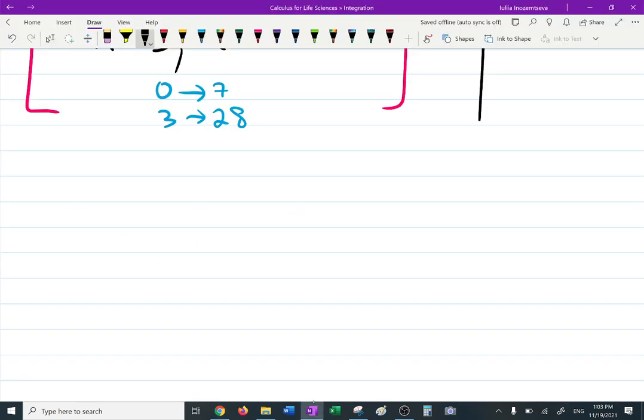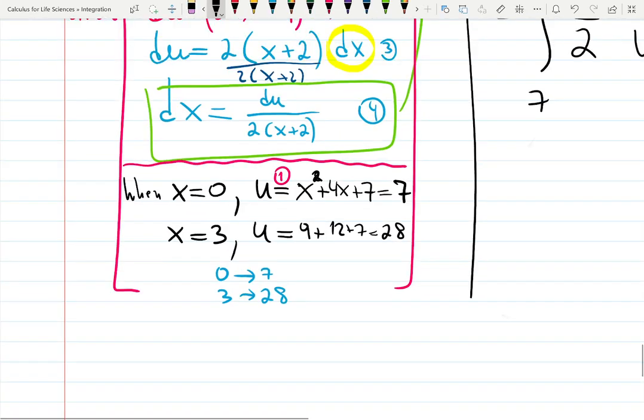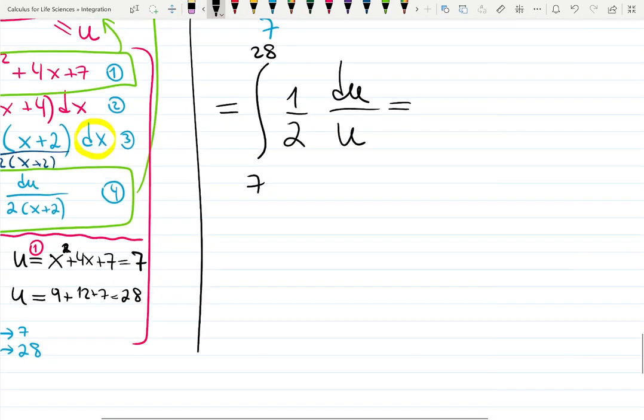Let's finish now. I'll show you the two graphs comparison, and you will see what this transformation means. So, let's see. The integral of 1/2 du over u is what?